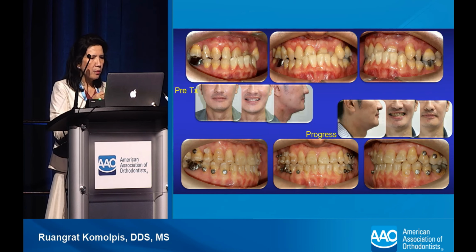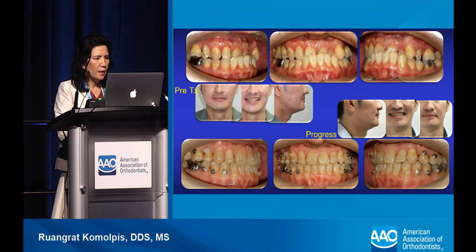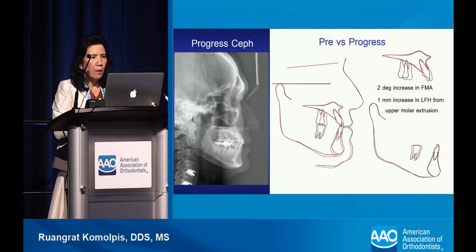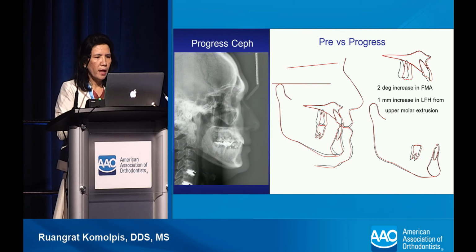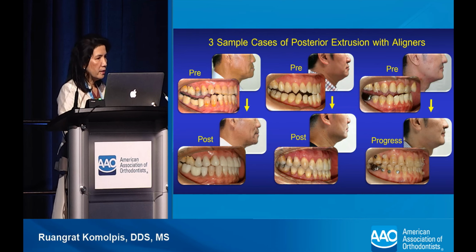And this is him in progress. This is the most recent photo I have. So we got him out of crossbite, and alignment is pretty much better than previous. Comparing pre and progress, we have 2 degrees of increase in FMA, 1 millimeter increase in lower face height from the upper molar extrusion. So these are the 3 cases I presented today.